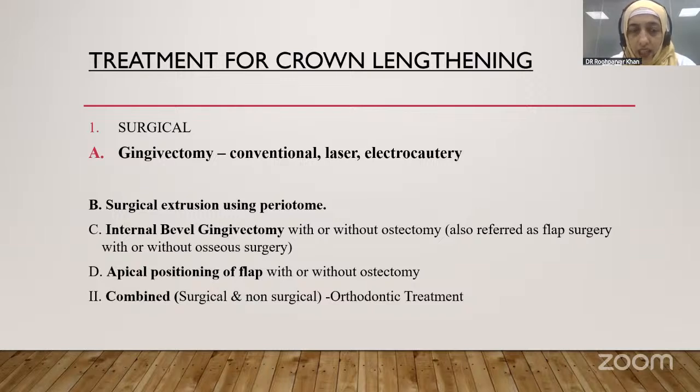Then we have surgical extrusion using periodontal, with the internal bevel gingivectomy with or without ostectomy, or apical positioning of the flap with or without ostectomy, or it is a combined, that is surgical combined with the orthodontic treatment.